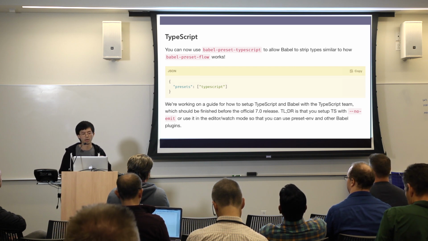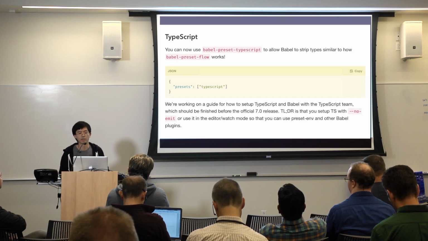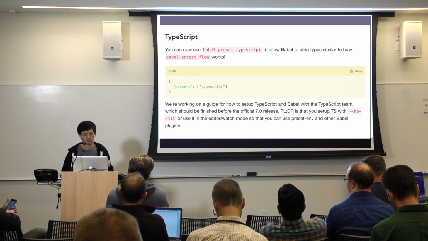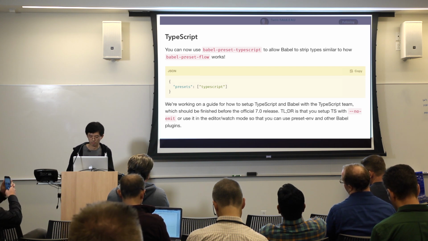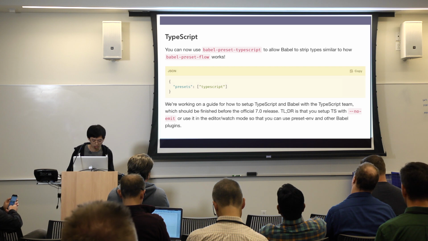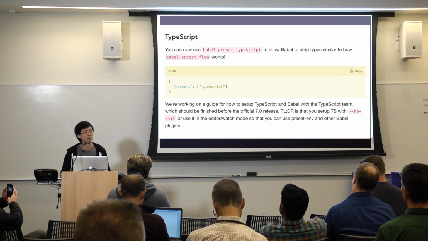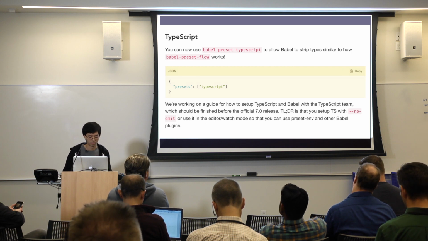It's the same as how you would use Flow, which is Facebook's type checker. It allows you to use Babel as a compiler and then TypeScript as the type checker only. So basically, this preset will strip the types, and then Babel will compile everything else. And then TypeScript is more of like the type checker / linter. And this is going to be in the 7.0 release.